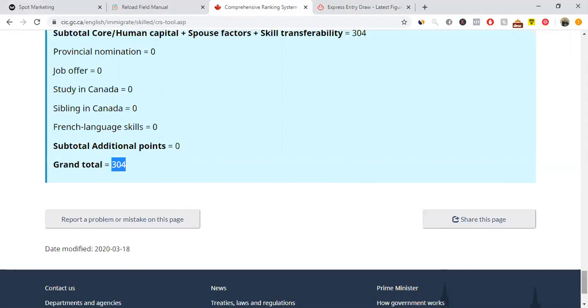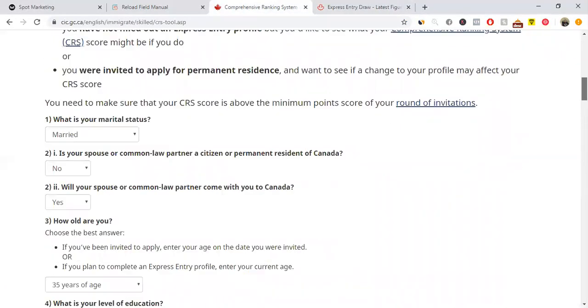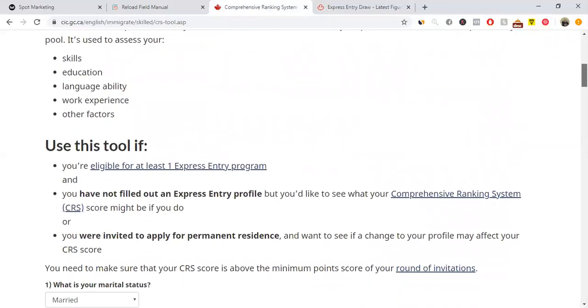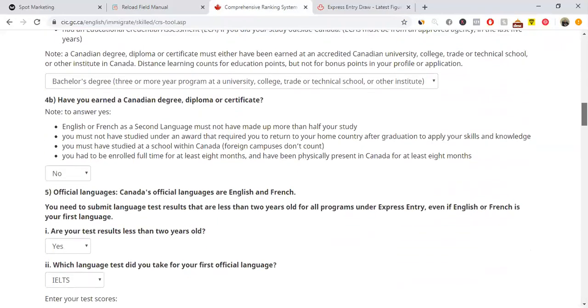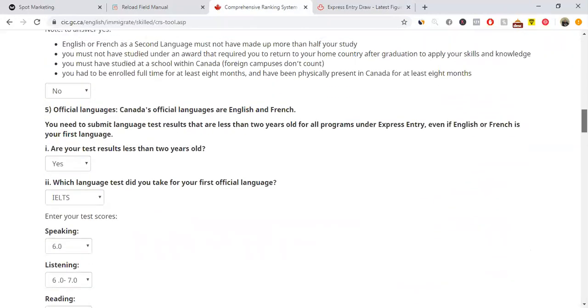Majority of what you've already put in here, there is really nothing you can do to change. You can't change your age. You can't lie about your age. You can't lie about your degree, though you can go ahead and increase your degree. Like if you have a BSc, you can go for a master's. That would increase your total points. And the one that can also help is your IELTS score.